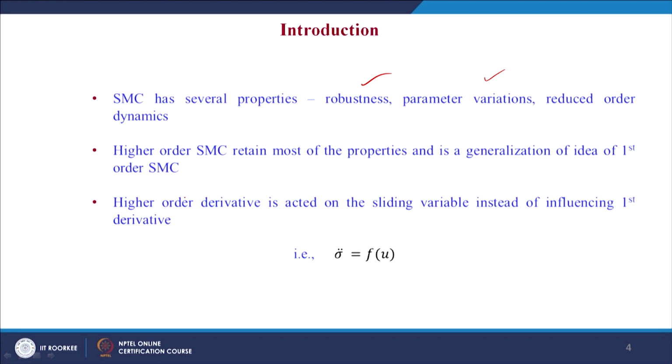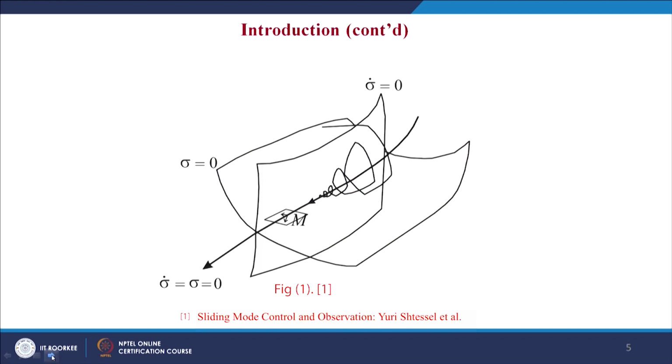Here in this higher order sliding mode control, a higher order derivative acts on the sliding variable sigma instead of influencing first order dynamics. That is, in the conventional sliding mode control we have seen sigma dot derived from the sigma variable, but here we go for sigma double dot, that is, the higher derivative is involved in the dynamics of the sliding variable.